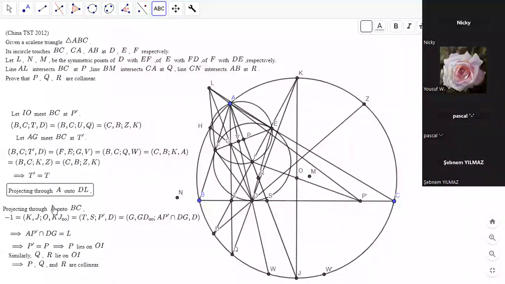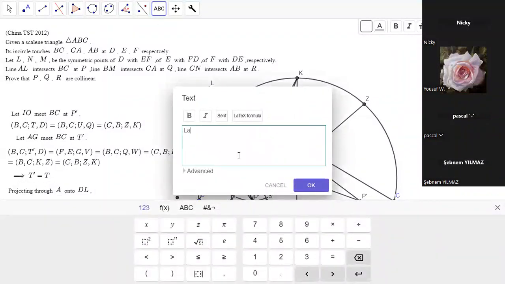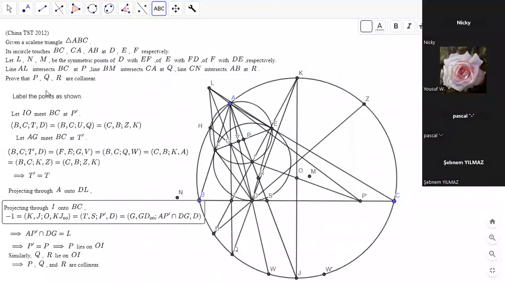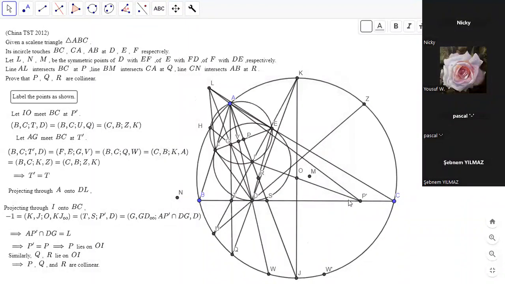There's a lot of points I didn't write exactly what their definition is, so I'll just say label the points as shown. All right, so let's move on to the next problem, unless anyone has questions. There is another way to show that A, G, T are collinear.